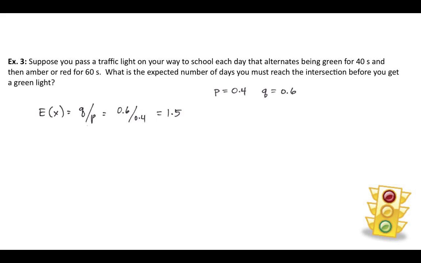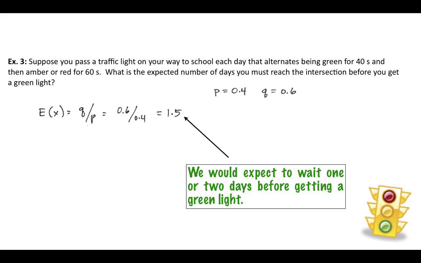That gets us 1.5. Now, this is where we have to be careful, because 1.5, is it between 1 and 2 days, then you get a green light, or how do we interpret this? Since we're being asked the expected number of days we must reach the intersection before we get the green light, we'd have to wait 1 or 2 days before getting a green, which means that we wouldn't get the green until the 2nd or 3rd day. So you either wait 1 day and get green on day 2, or you wait 2 days and get green on day 3. So that 1.5 is between 1 and 2. And that way we can reword it for a layperson who doesn't know what expectation or expected values are.